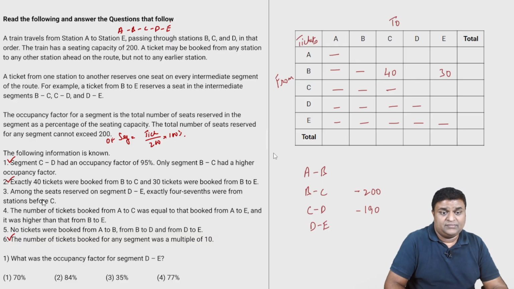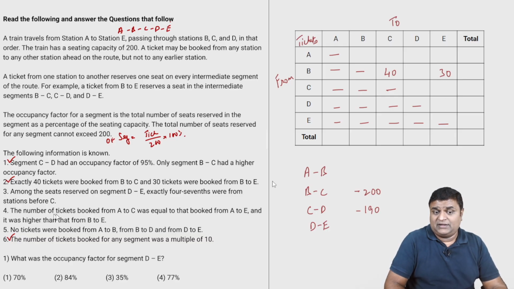Okay, nice. Among the seats reserved on segment DE, exactly 4/7 were from stations before C. I really can't work with clue number 3 right now.